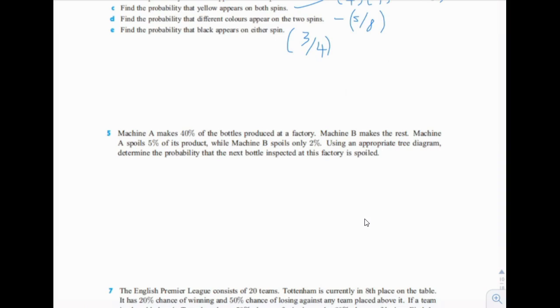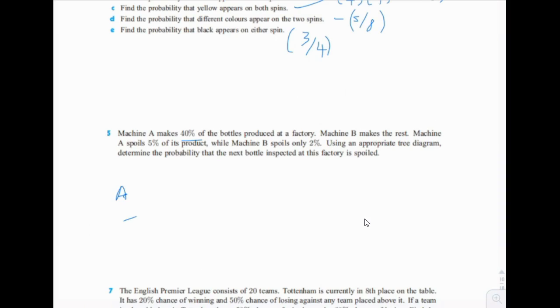Like I was saying, usually IB problems kind of guide you to the correct display tool. In this case, it's the tree diagram. So let's see, Machine A makes 40% of the bottles produced at the factory. So first we'll do the Machine A phase.